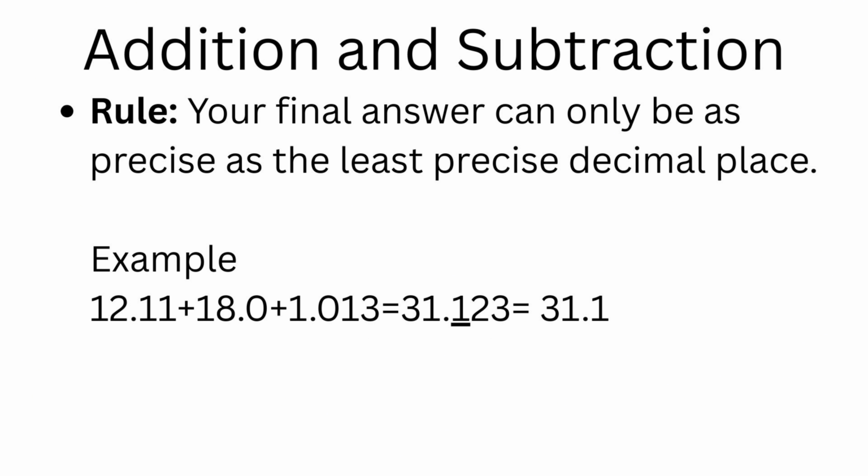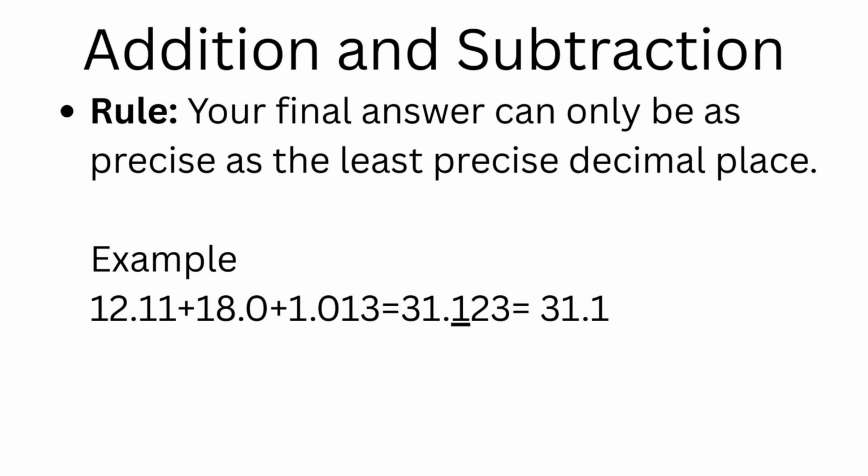Okay, so let's talk about addition and subtraction first. For addition and subtraction, significant figures depend on the number of decimal places, not on total digits. I have seen students making that mistake often. So what's the rule? The rule is your final answer can only be as precise as the least precise decimal place.